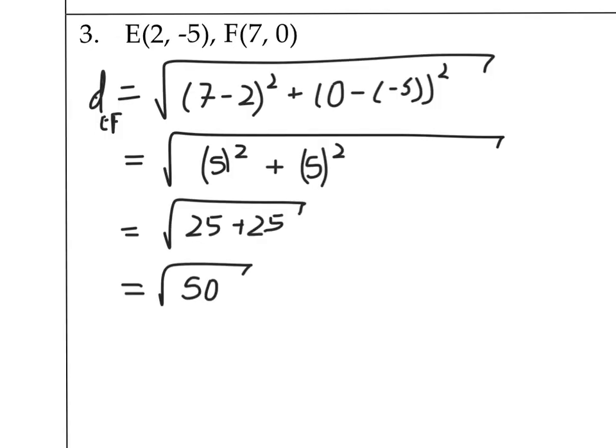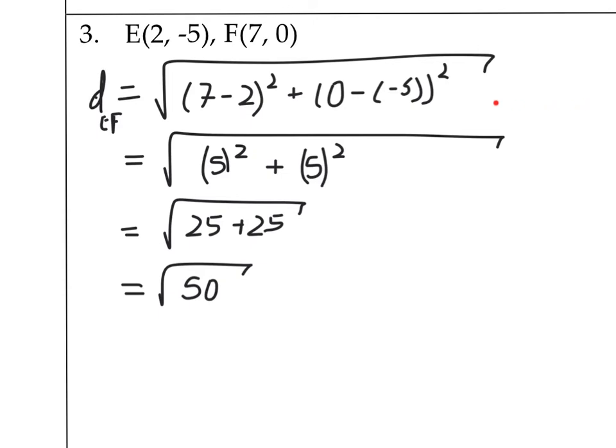Okay, so for number 3, I should have 7 minus 2 for my change in x, 0 minus negative 5 for my change in y, to get 5 squared plus 5 squared, which is 25, the square root of 25 plus 25. Please be careful over here. Do not be tempted to take the square root of 25 and say that's 5. The square root of the second 25 is also 5, and then add them together. Make sure you simplify under the square root first to get 50, and then you'll notice you can't actually take the square root of that, so we keep it as the square root of 50.